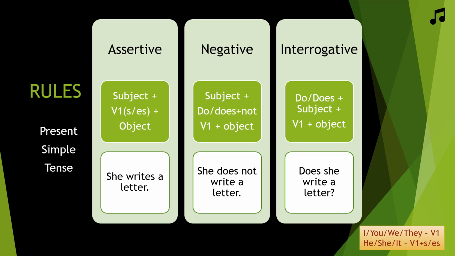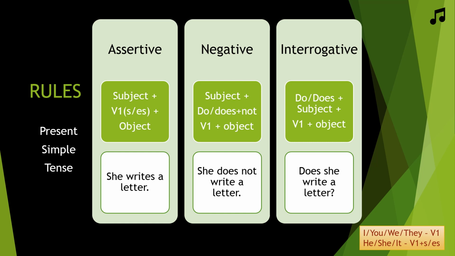Talking about the rules of present simple tense, we need to understand that we make sentences in three different ways: assertive sentence, which we also call positive sentence, negative and interrogative. When we make an assertive sentence, we use subject plus first form of verb with s or es plus object. Let's see the example. She writes a letter. In this sentence, she is the subject, writes is the first form of verb with s, and a letter is the object.